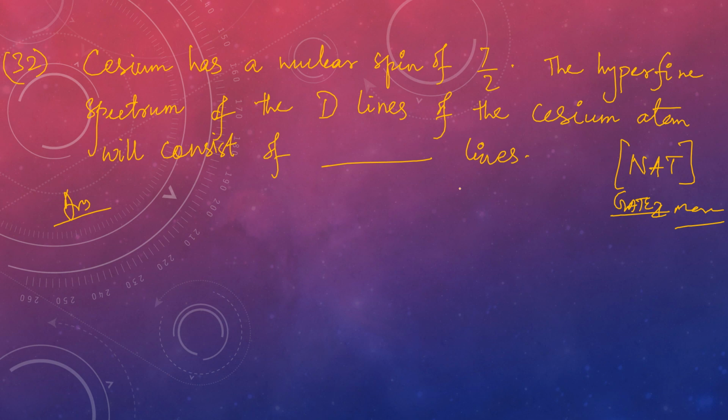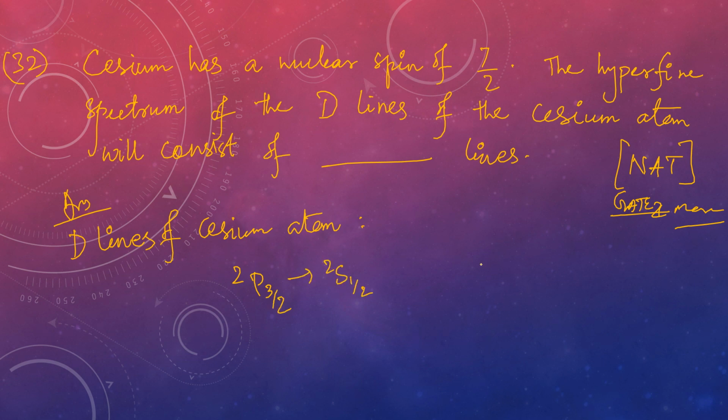The thing about this question is, you need to know what a D line is. D line of sodium, D line of cesium. What are the D lines of the cesium atom? 2p 3 by 2 to 2s 1 by 2 is one D line, and 2p 1 by 2 to 2s 1 by 2 is the other. So these are the D lines of the cesium atom. It's very easy. It's nothing hard in it.